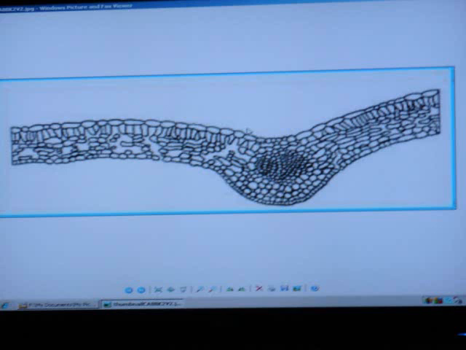The opening is a stoma, and the cells on both sides are guard cells. You got it. There's nothing to it. And this would be what's called the central vein. That's that midrib going down the middle.